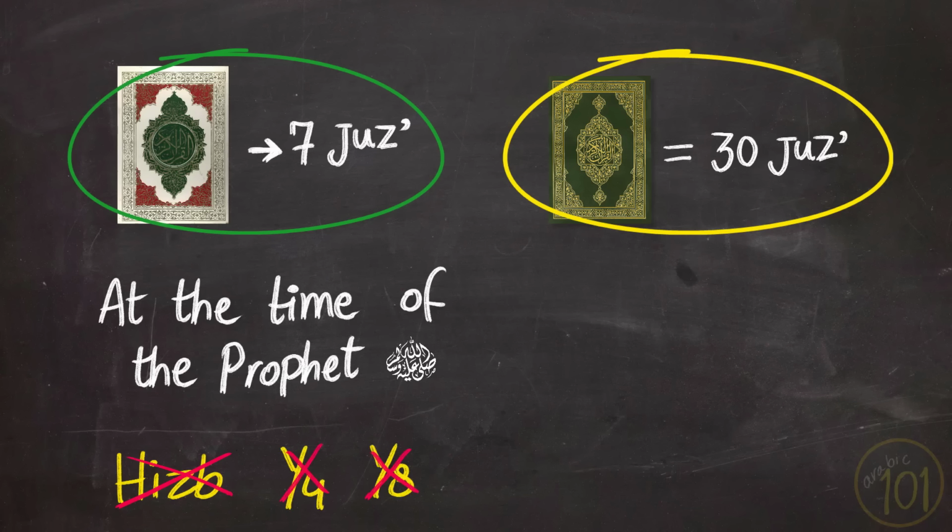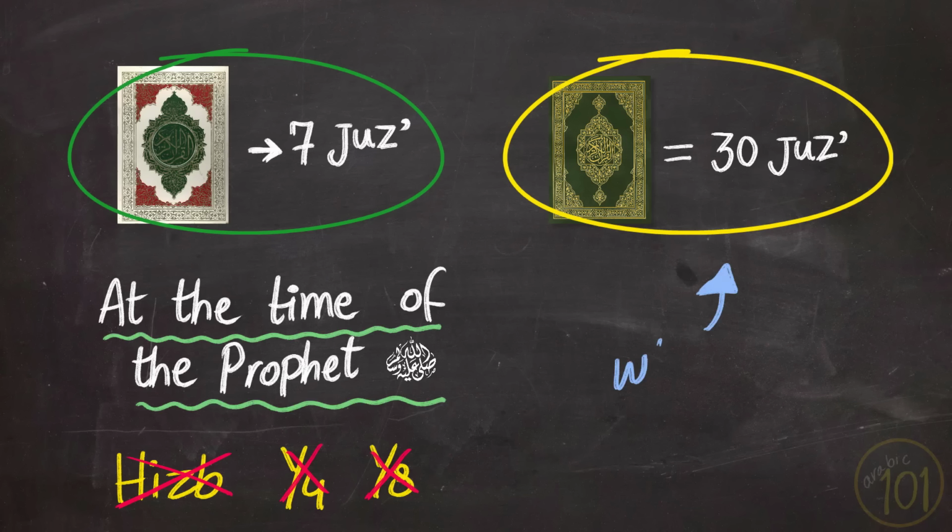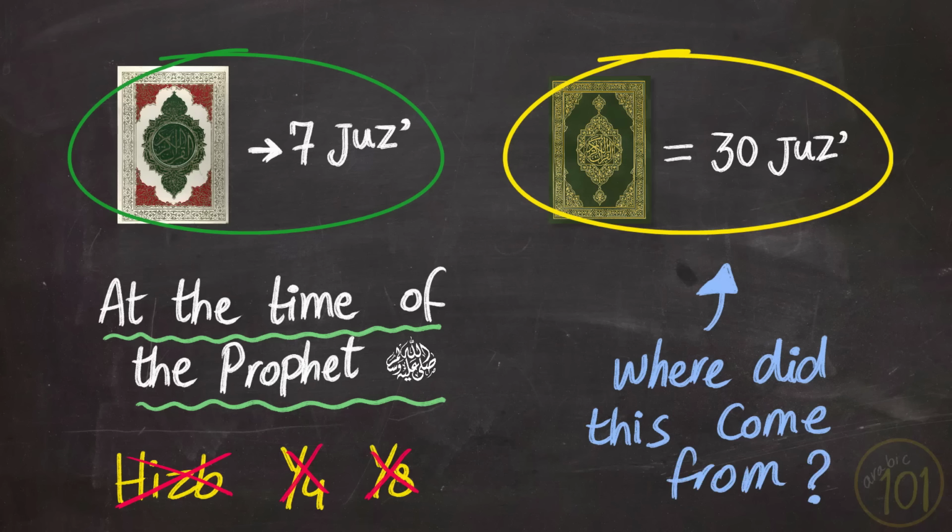So now there are 2 main questions. If that was a division at the time of the Prophet, peace be upon him, where did that other division that we have today come from? And is it then bad or haram to do it otherwise?